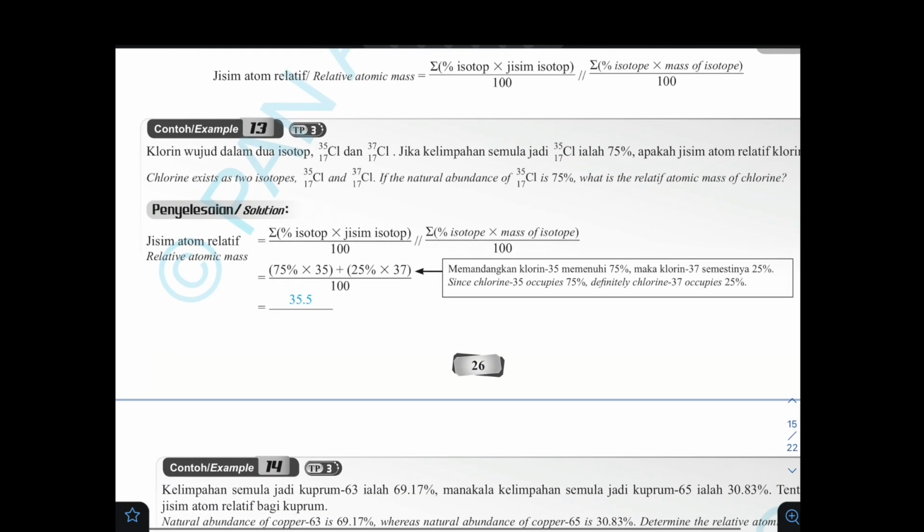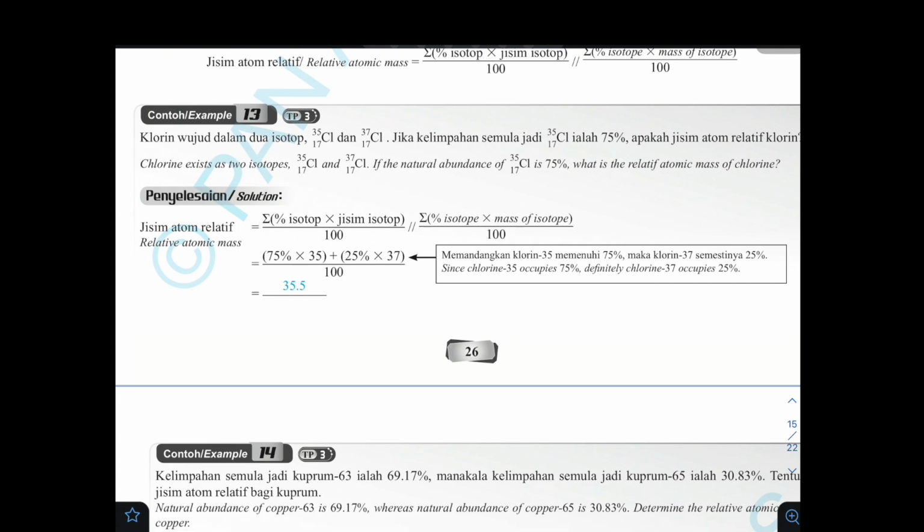Okay, tengok contoh ni. Chlorine exists as two isotopes, 35/17 Cl and 37/17 Cl. If the natural abundance of 35/17 Cl is 75%, what is the relative atomic mass of chlorine?